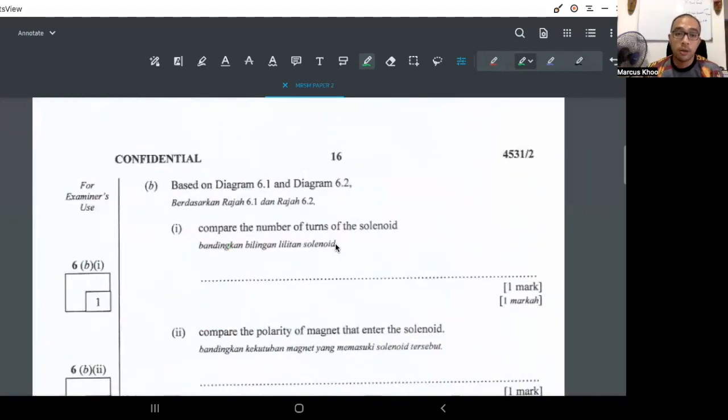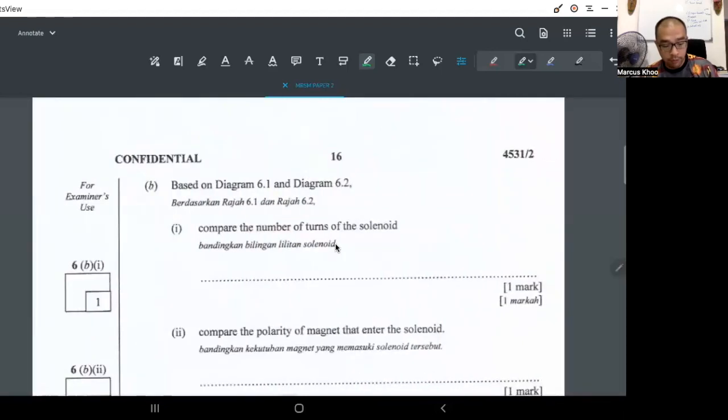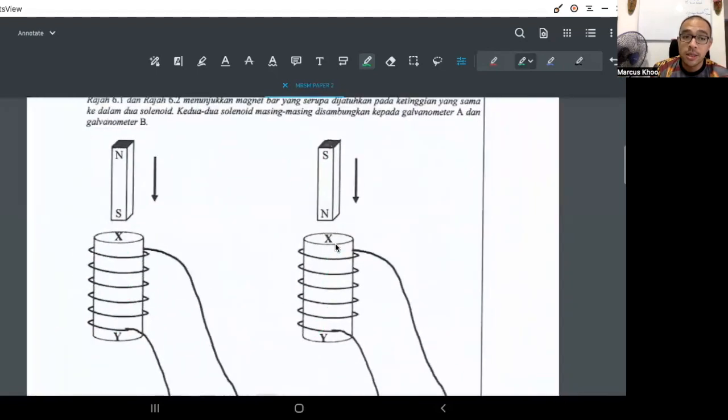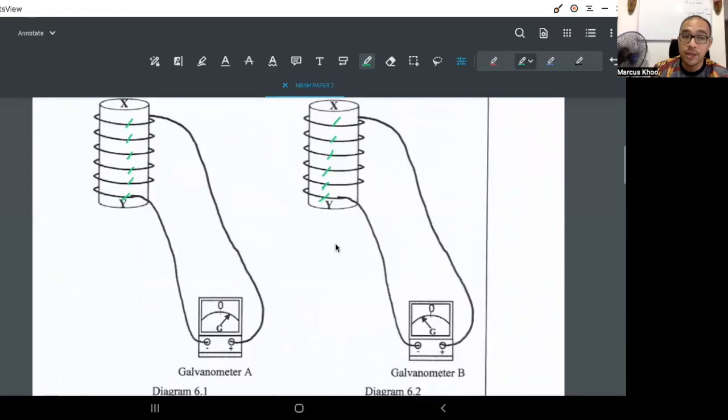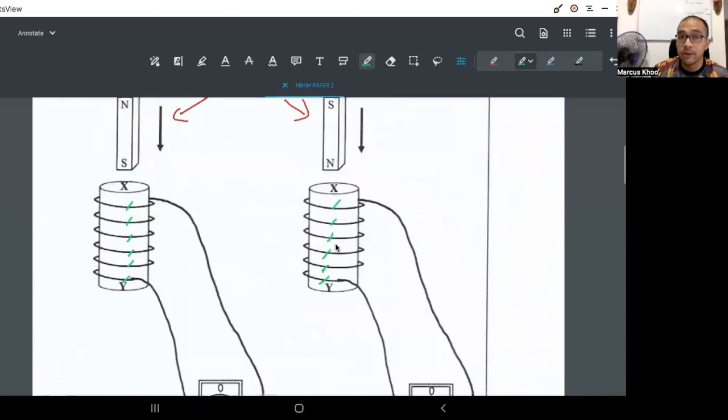Compare the number of turns of the solenoid. When you compare, you count 1, 2, 3, 4, 5, 6, and 1, 2, 3, 4, 5, 6. So the number of turns is the same. This is where it's different now. Compare the polarity that enters the solenoid. If you take a look, in 6.1, south is entering the solenoid, but in 6.2, north is entering the solenoid.